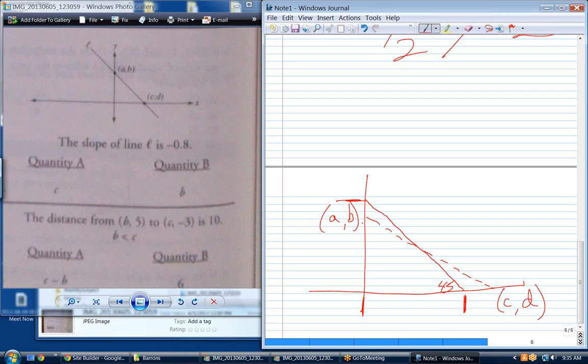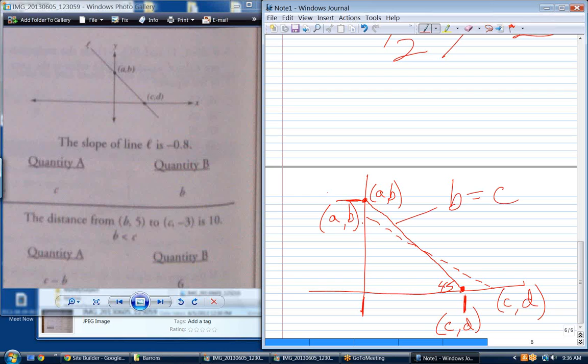Okay. Let's go back to the negative slope of negative 1. Let's pretend that our A and B are up there at this point here, and the C and D are right there at that point there. If that were the case, can you see where B is equal to C? The dimension on the y-axis would have to equal the dimension on the x-axis because we have a 45-45 right triangle. So in this case, B equals C.